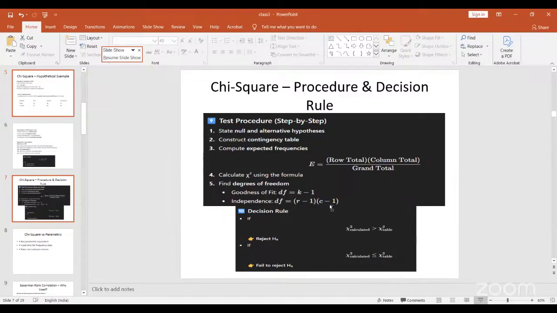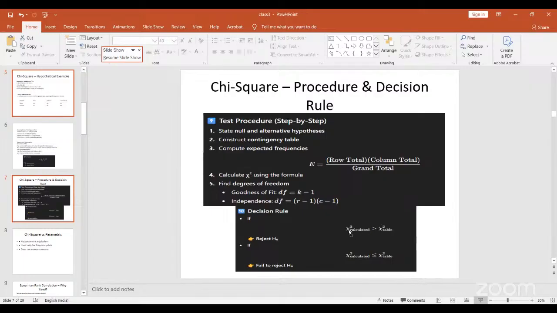And for the chi-square, we have the degrees of freedom. For goodness of fit, we have chi-square k minus 1. You will get the value of chi-square k minus 1 from a statistical table. And for the independence test, the degrees of freedom will be r minus 1 into c minus 1. You will also get the value from the statistical table. Okay. What is the decision rule?